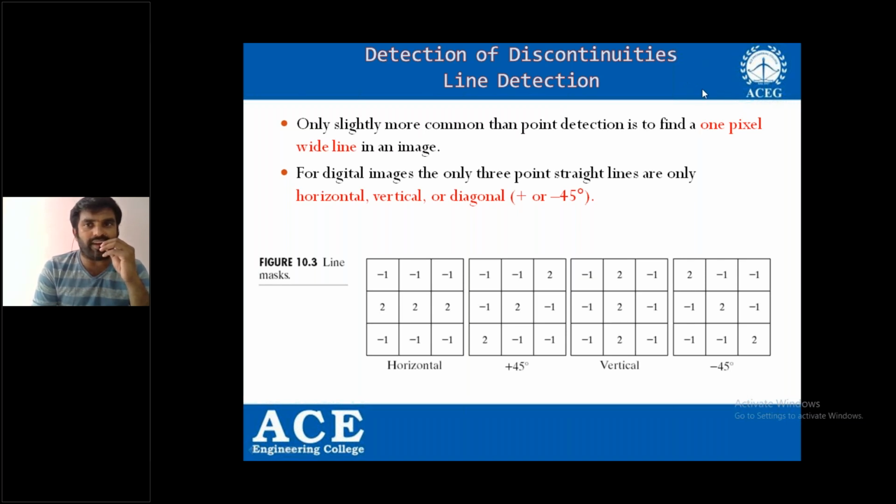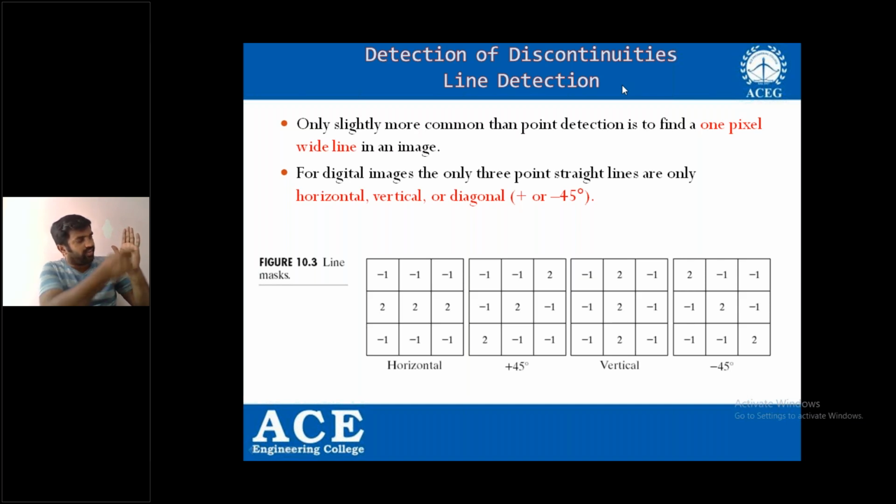Moreover, after the point discontinuity, you may also have line discontinuity in the image. And how do you identify the line discontinuity? Here, the only slightly more common than the point detection is to find a 1 pixel wide line. Earlier, I gave an example, that is a dot in the white sheet. If I take a line in the white sheet, that is called a pixel wide line. That is called line discontinuity.